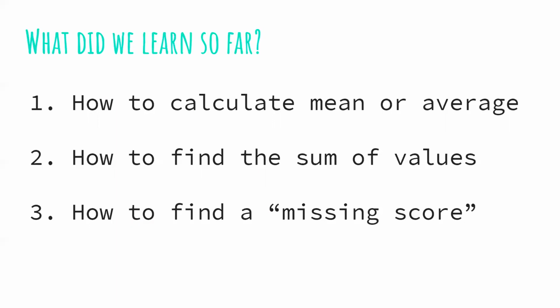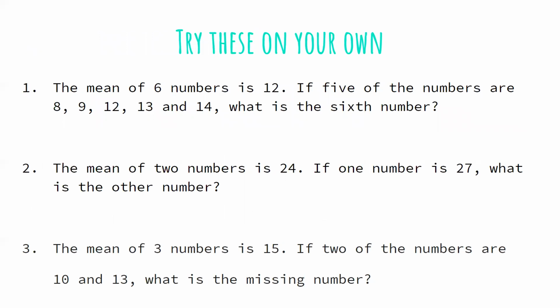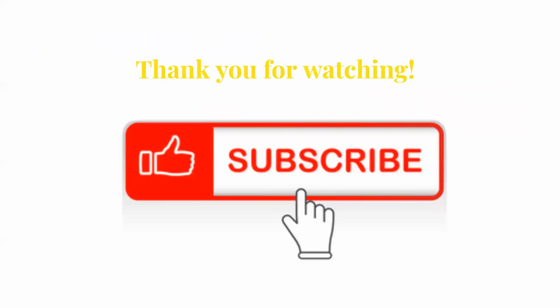So far, we've learned how to calculate mean or average. We've learned 2 methods to find the sum of values, and we've learned how to find a missing score. And here are a few for you to try on your own. Remember to use methods to check your answers. It's really important.